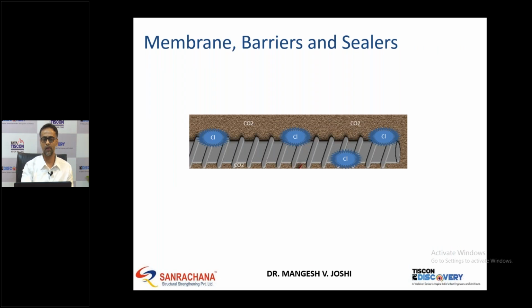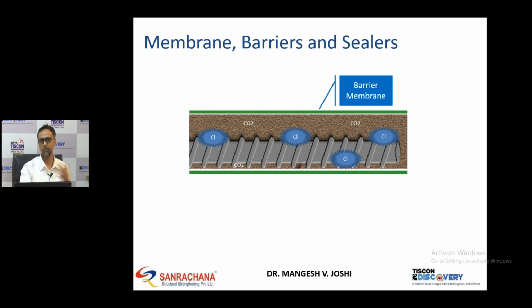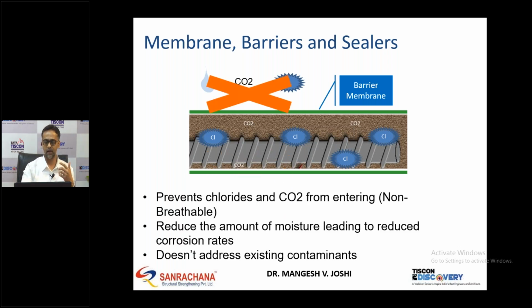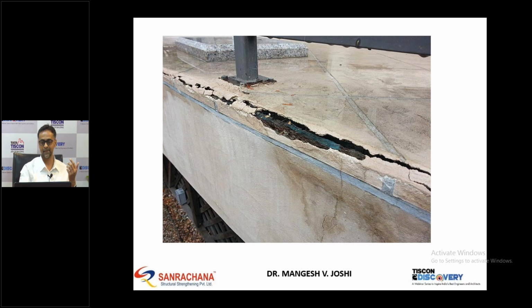Then if we do only membrane, barrier and sealer, you can see here this particular concrete is already infested by chloride and carbon dioxide, and you are doing only an additional membrane, so it will stop the further increase of carbon dioxide and chloride, but the elements inside are still present, and these will be responsible for corroding, and you can still see this type of patches and you will find that your treatment is failing.